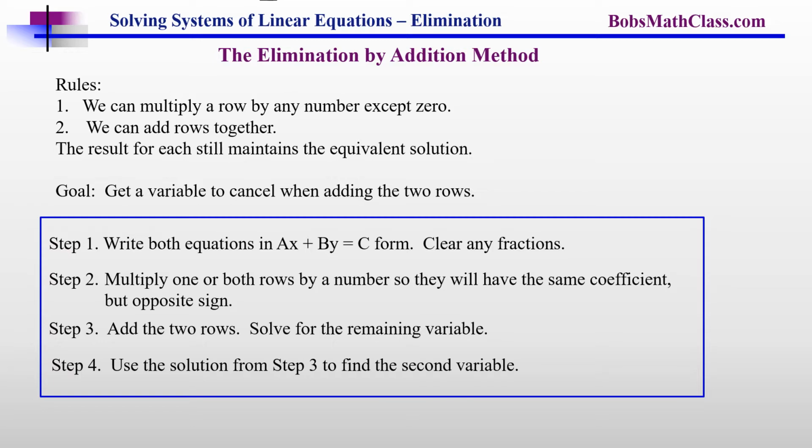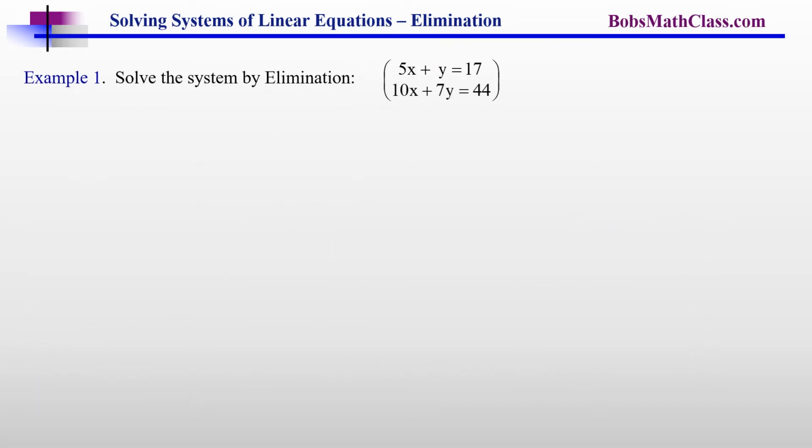Okay, let's do it. Here's our first equation, 5x plus 7y equals 17, and 10x plus 7y equals 44. So we want the coefficients to be the same number but the opposite sign. You have 2 choices. You could either get rid of x or get rid of y. We'll talk about each case.